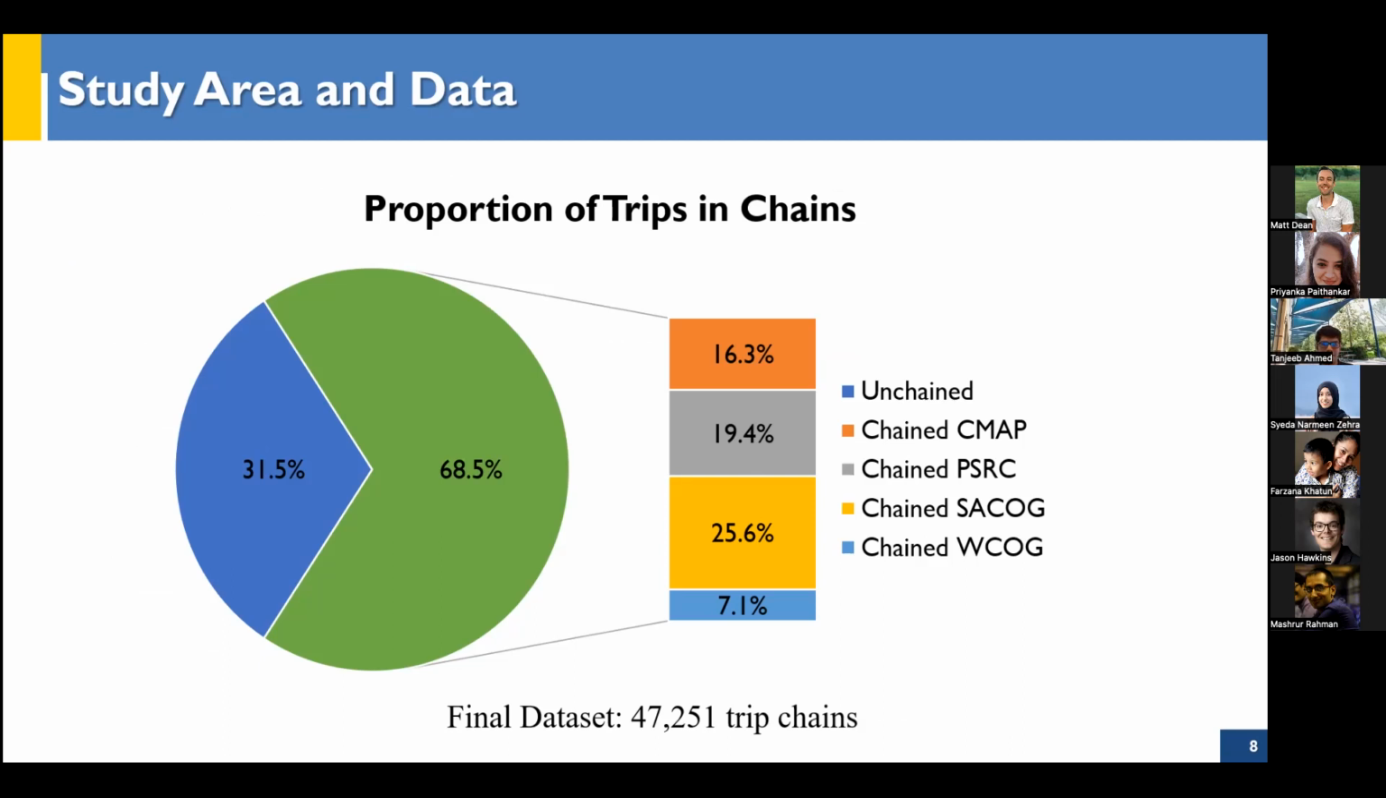Sorry, skipping to the next slide. So I then subdivided this proportion of trips in chains under the 4 MPOs. And we can see that SACOG has the most representation in these trip chains.